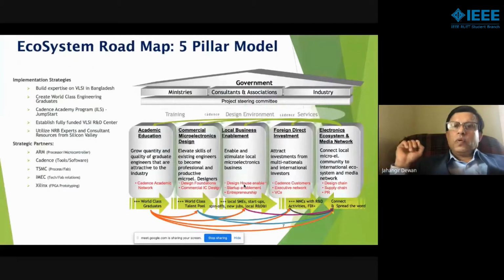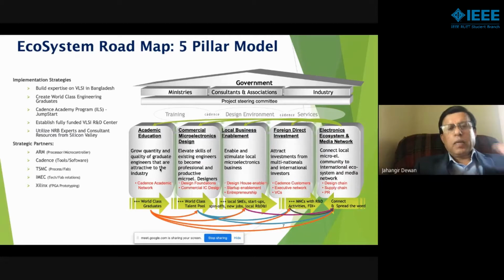Now, here is an ecosystem roadmap we are proposing for Bangladesh, with the government as well as the private sector. It has 5 pillars. Pillar 1 is academic education, which we are right now. We are not in the beginning stage, we are in the middle stage, I would say, with about 14, 15 universities. Most of the top universities are under this academic program of VLSI.